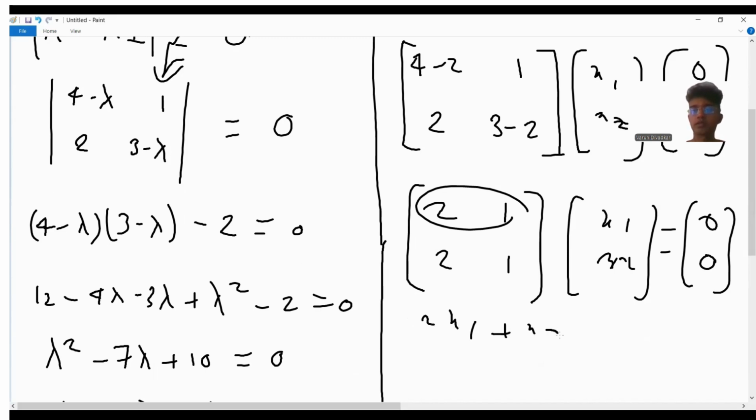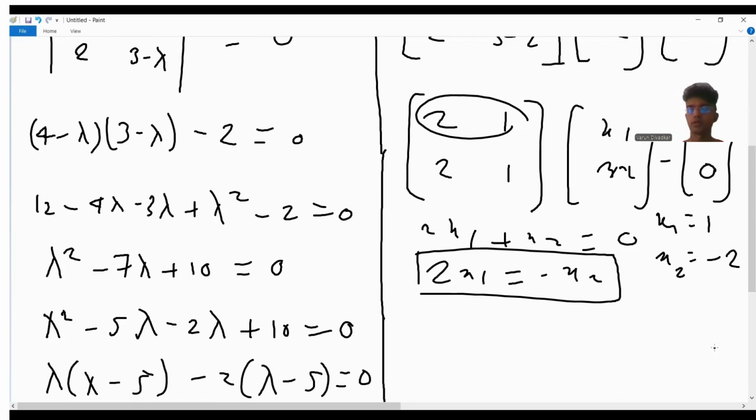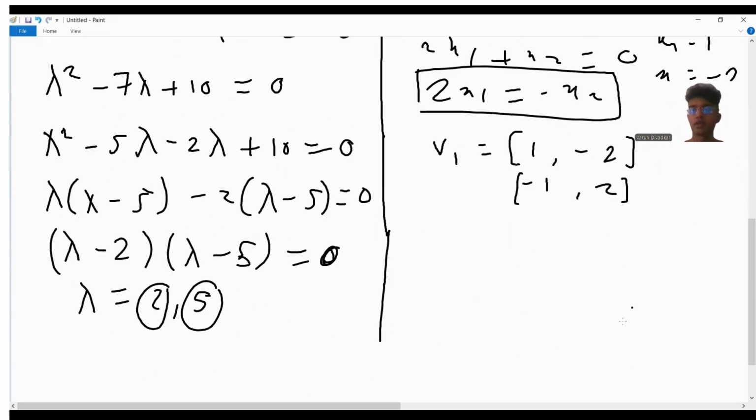This basically means, if you solve for the first one, 2x1 plus x2 equals 0. From here, you get 2x1 equals minus x2, right? So that's the first part here. Suppose, say, x1 equals 1, then x2 equals minus 2, right? Clear? So the first eigenvector v1 is equal to 1, minus 2. Or it can also be minus 1 and 2, whichever way you see that, right?